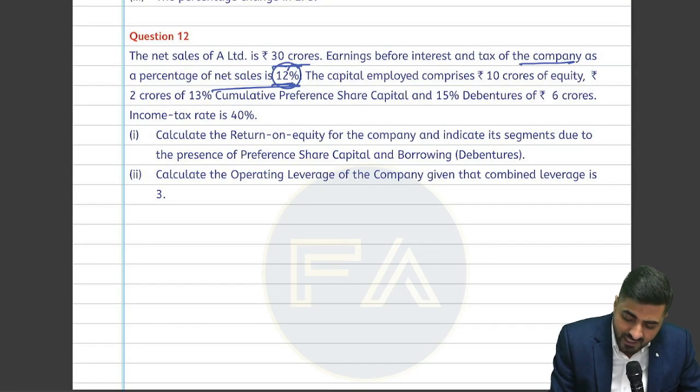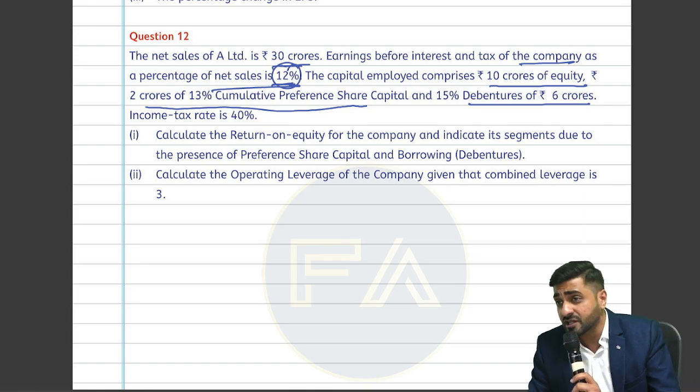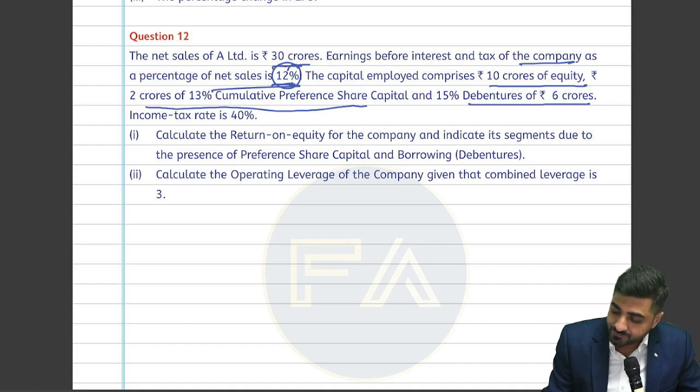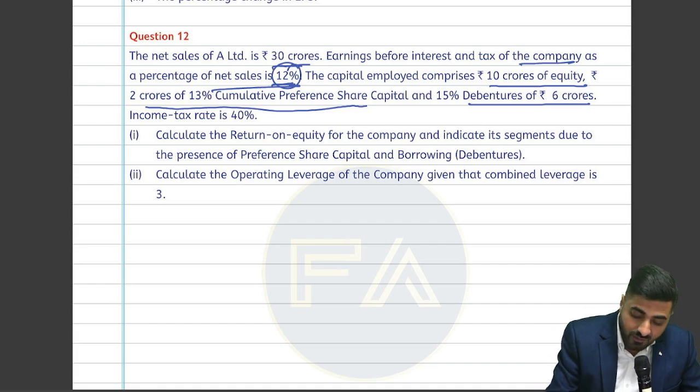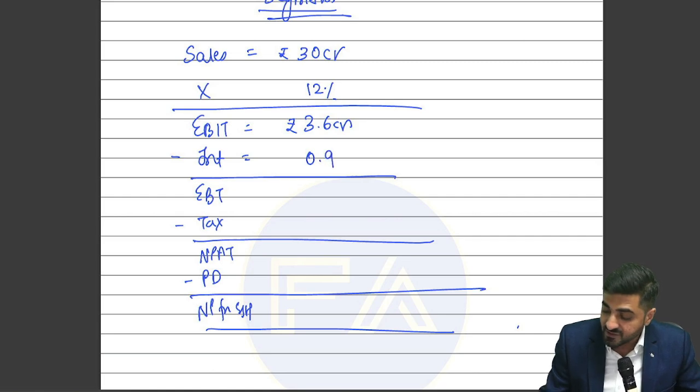Can you all please note that they have given to you that the capital employed comprises 10 crores of equity, 2 crores of preference shares and 15% debt. Is there any debt in the capital structure? Come on, yes or no? Yes, sir. Now let us calculate the amount of interest. How much is it coming? 90 lakhs. From 3.6, subtract 90 lakhs.